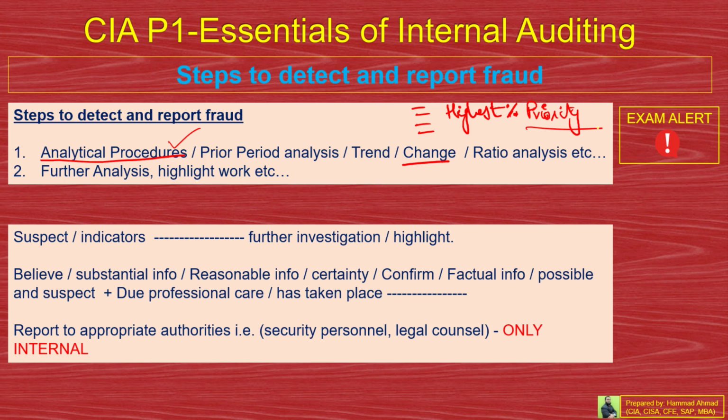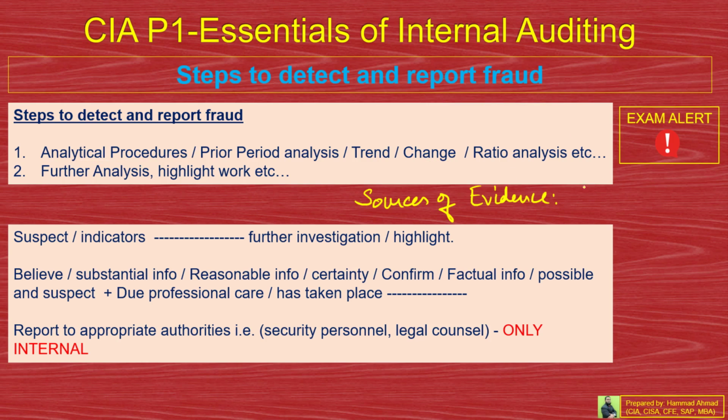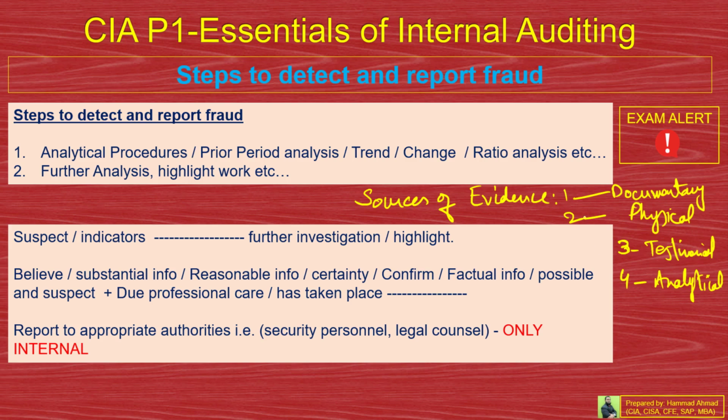And the last concept related to today's lecture is sources of evidence. First one is documentary, second is physical, third is testimonial, and fourth is analytical. These are some sources of audit evidence which are used in fraud investigation. What is the example of each of these? Documentary means related to documents, simple.